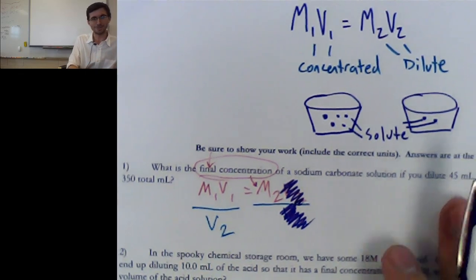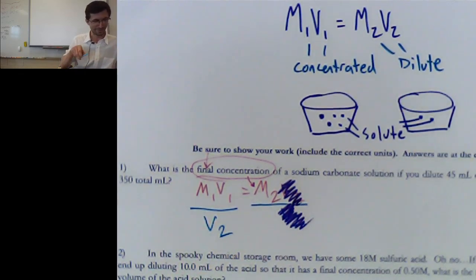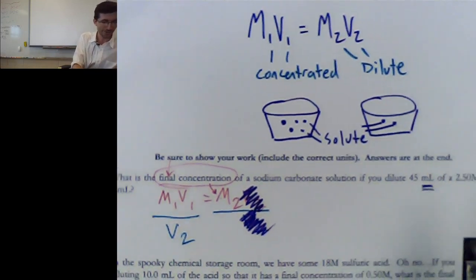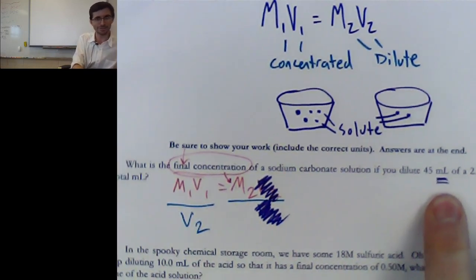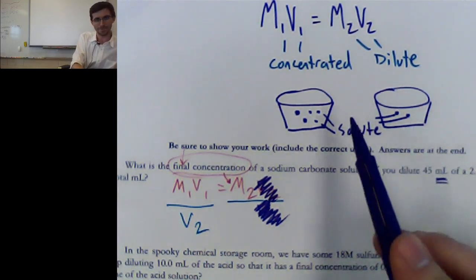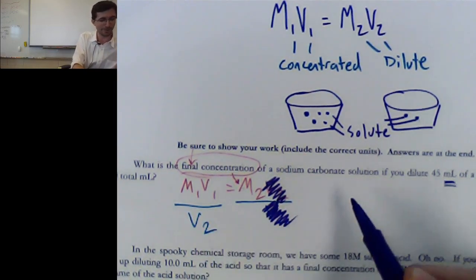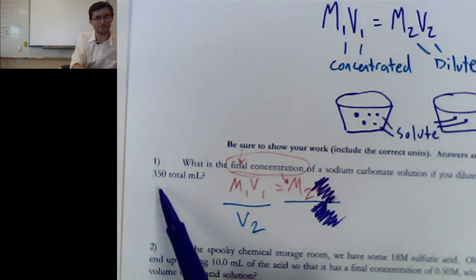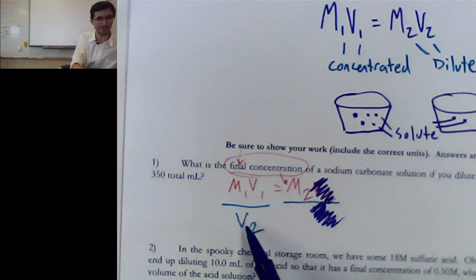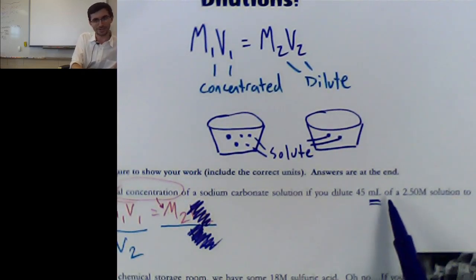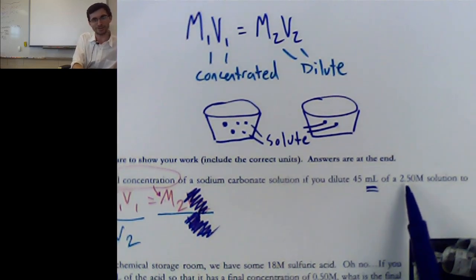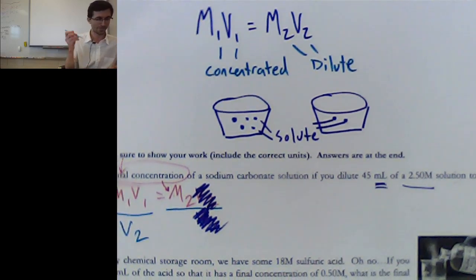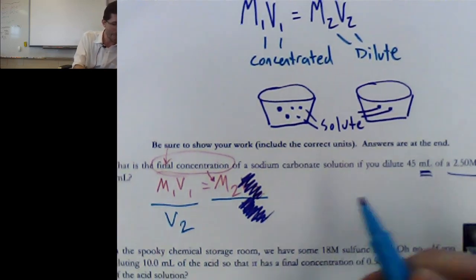Now we just plug our numbers in. Make sure your units are the same. Your volume here is in milliliters. That's the initial volume, so we've got V1 there. For V1, that's going to be my 45. Final volume, it says 350 total milliliters. That's going to be V2. And it does say here you have 45 mL of a 2.5 molar solution. That's going to be M1. So let's plug it in.